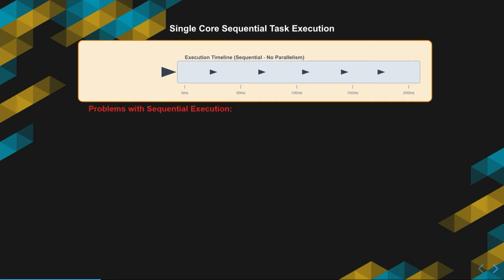So let's start by understanding how single-core systems work. Now here we have a typical Arduino Uno with an ATmega328P processor. A single core running at 16 MHz. Now look at the execution time. In sequential processing, everything happens one after the other.